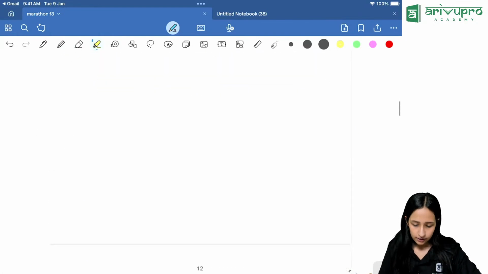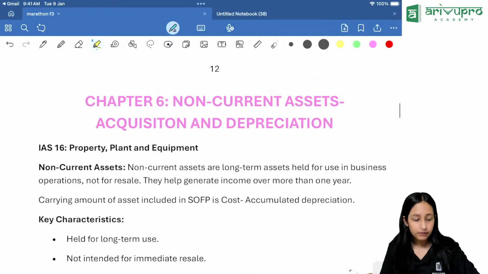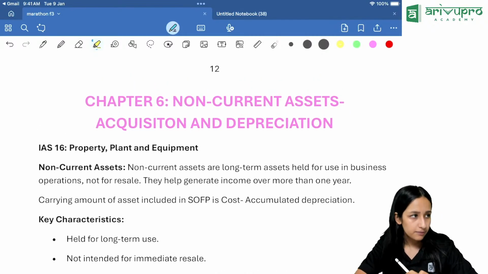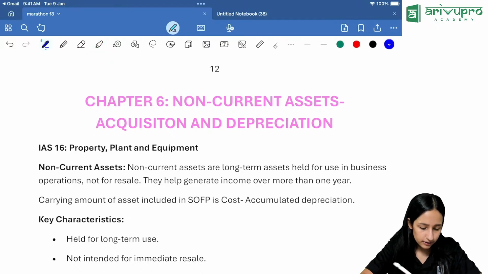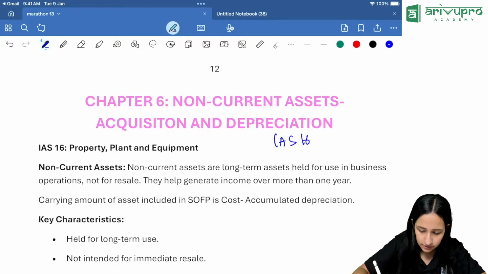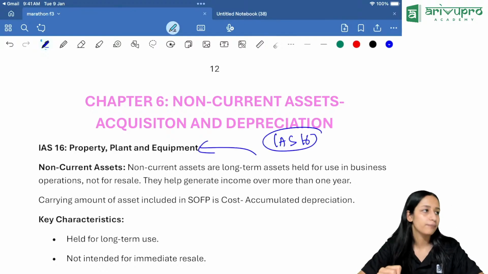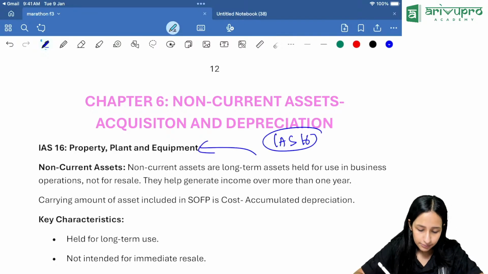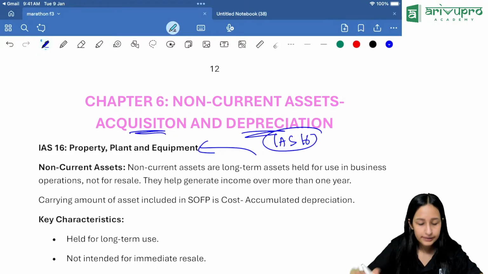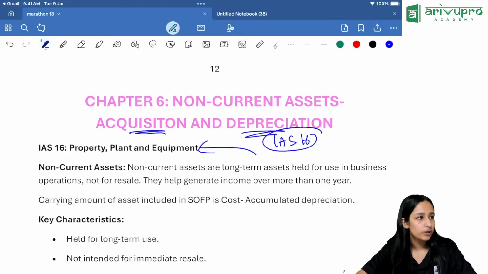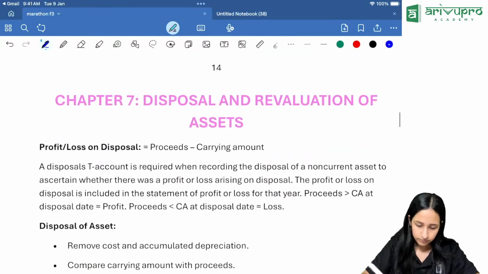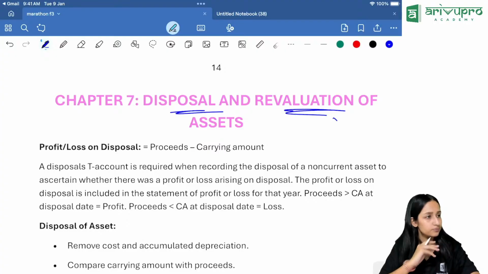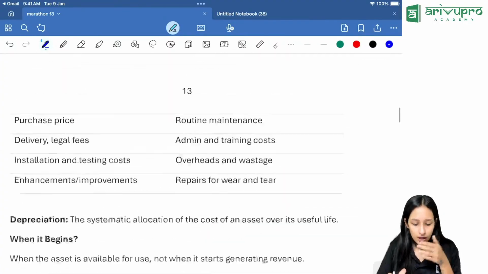Right, with this we are done with chapter number 5. Now chapter number 6 and 7 we'll do together. Both deal with non-current assets. Non-current assets come under the standard called IAS 16, property, plant and equipment. In chapter number 6 we'll be dealing with acquisition and depreciation. The next chapter will be dealing with disposal and revaluation. Got it?